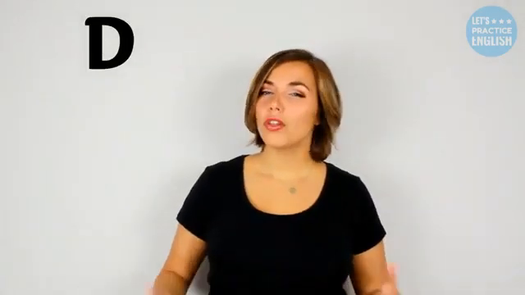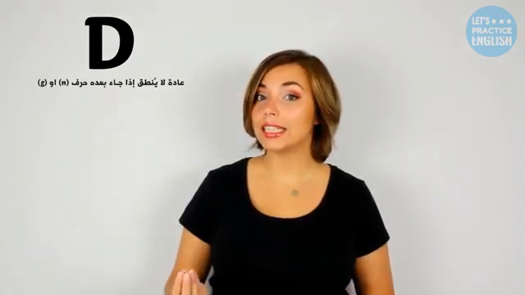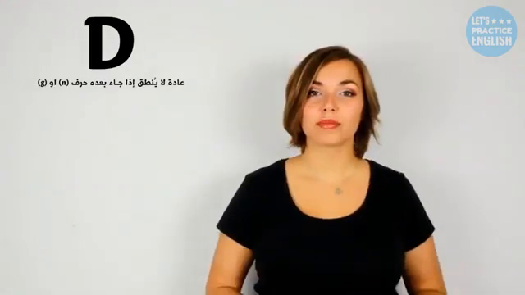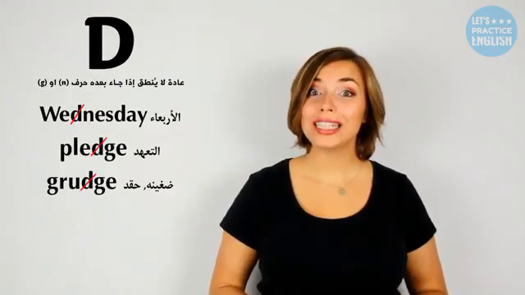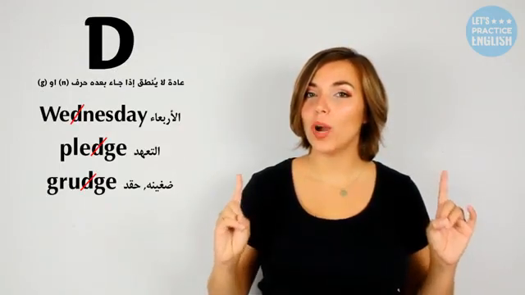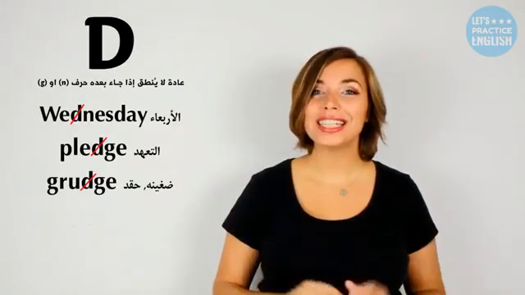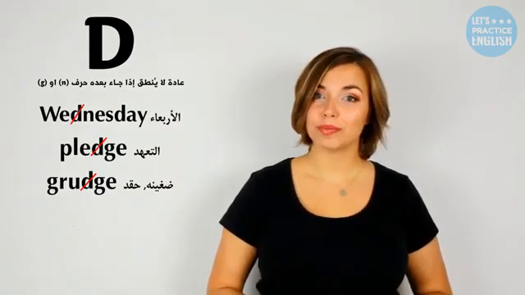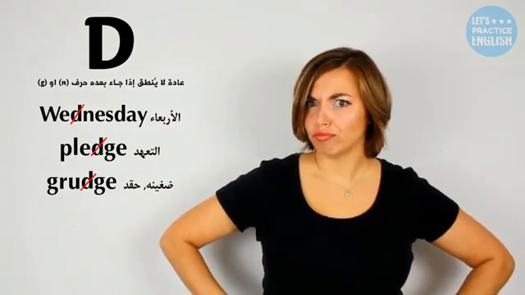Now, letter D. The letter D is usually silent before the letters N and G. For example, Wednesday and not Wednesday. Wednesday, pledge, grudge.